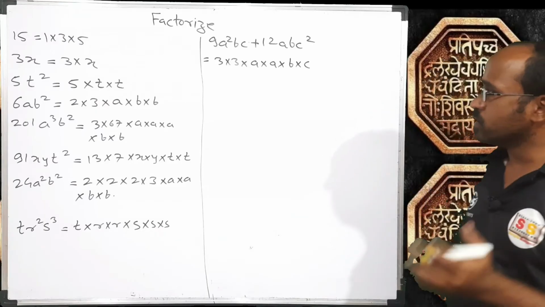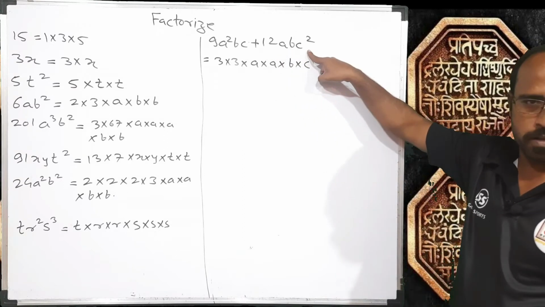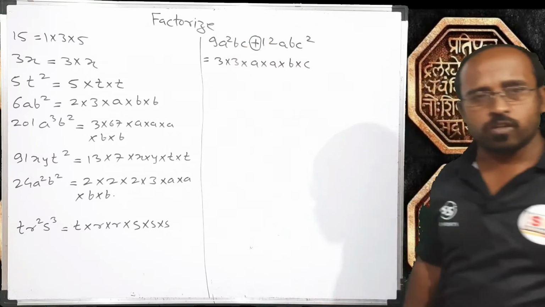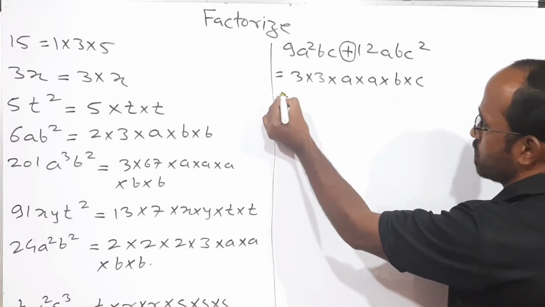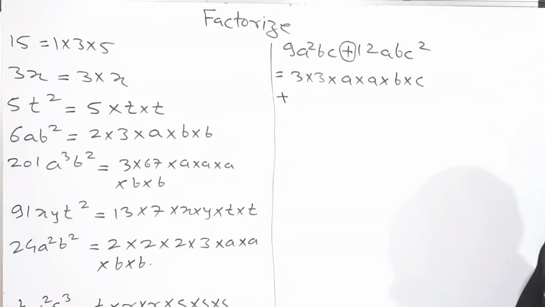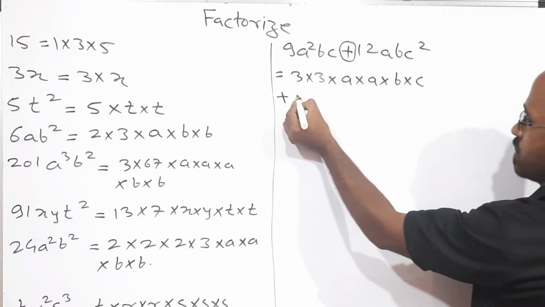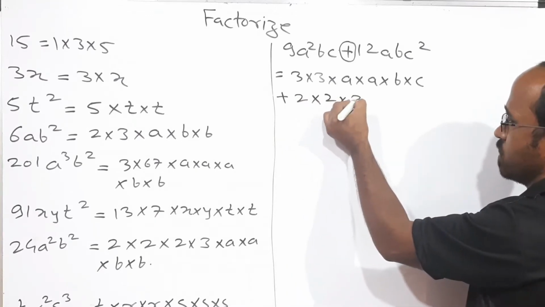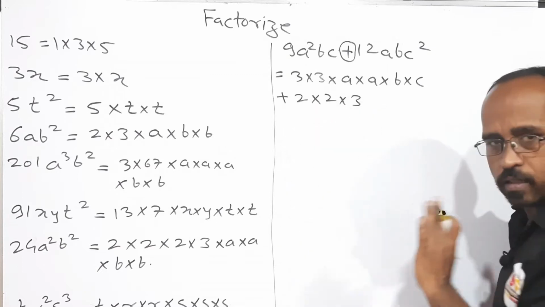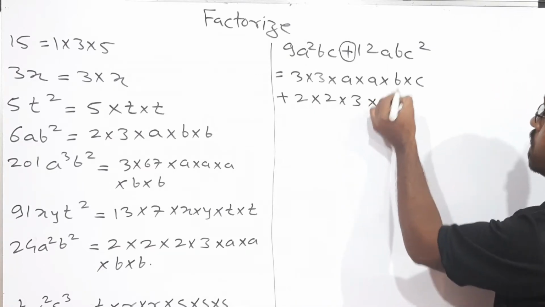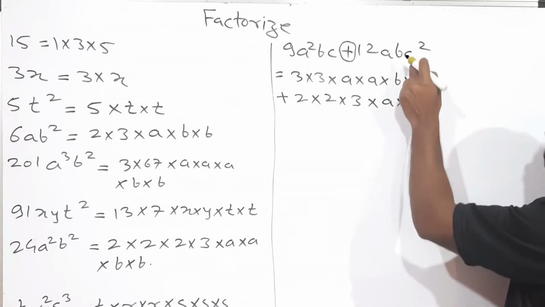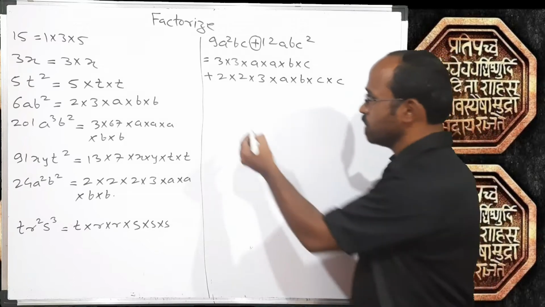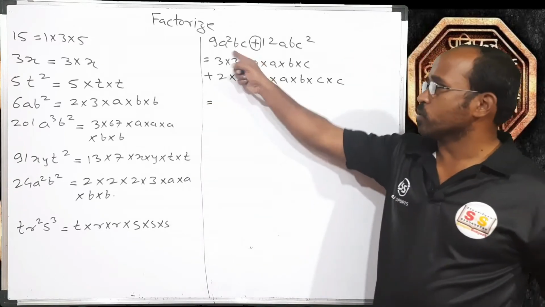Clear up to this? Similarly, factorize the second monomial, and write this symbol of addition or subtraction as it is. So write the symbol of plus as it is and factorize 12abc square. 12 can be factorized as 2 multiplied by 6, which is nothing but 2 multiplied by 3. See, 3 2s are 6, 2 6s are 12. Multiplied by a multiplied by b multiplied by c square, means c multiplied by c. Clear up to this? That is the first thing. So here we have factorized both of the monomials.